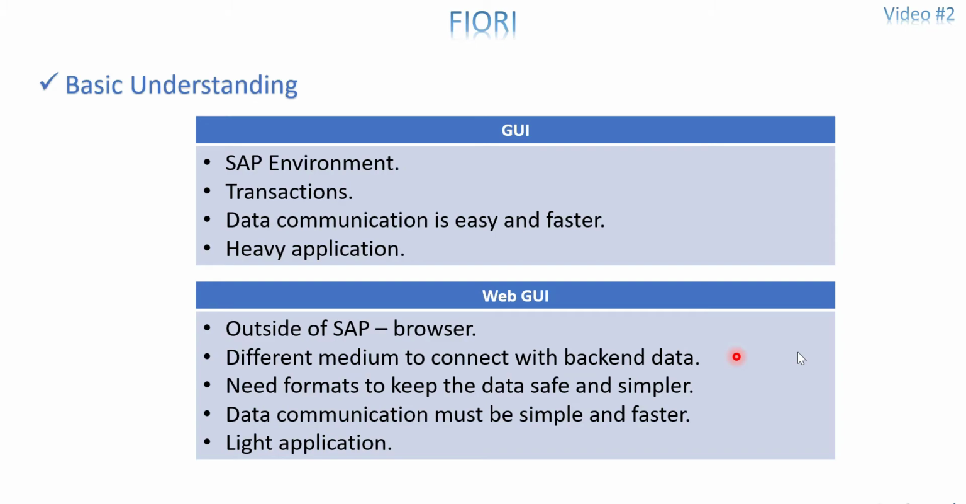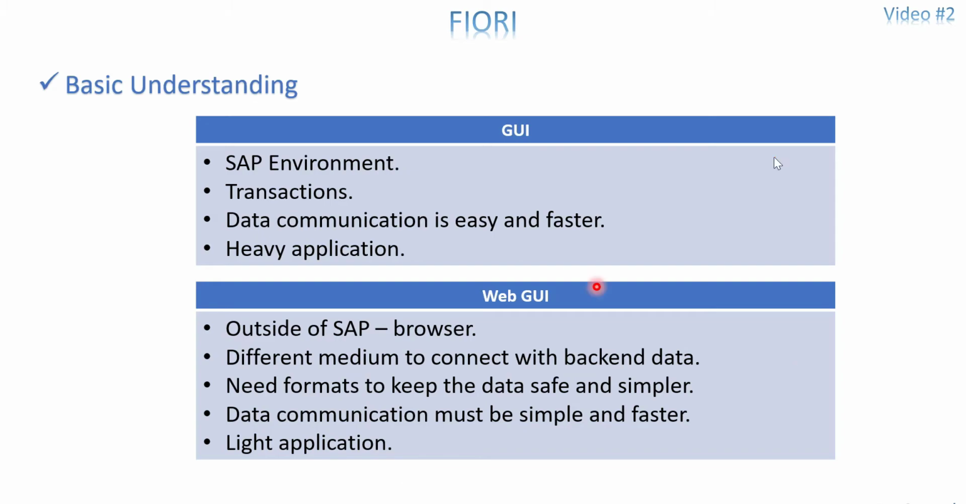Loading itself is very heavy, so it's working on the browser level. That's why most of the design is very simple and much faster. For data communication, just send only whatever is required, don't dump everything into one screen. Whatever the user requires, just send that information. That will be very easy and faster as well, and because of that, it's actually a light application. Mostly, if anything is working on the browser, it should be a light application. So this is a basic difference between GUI and Web GUI.